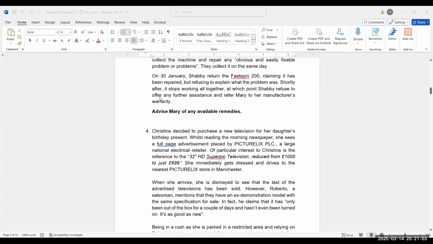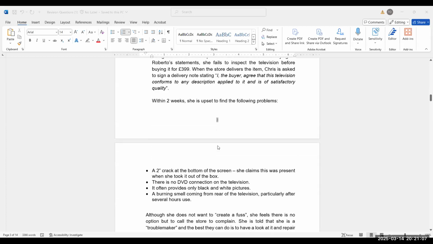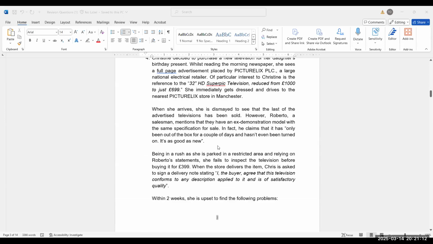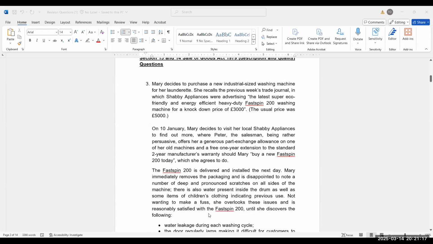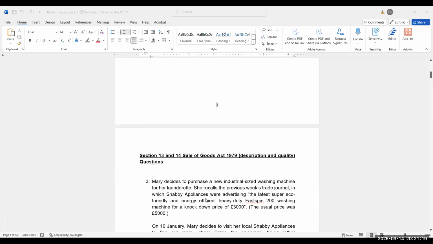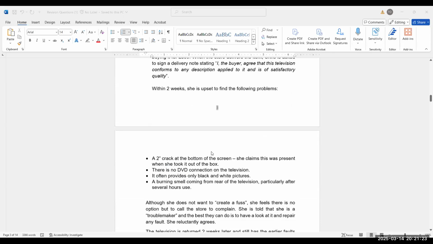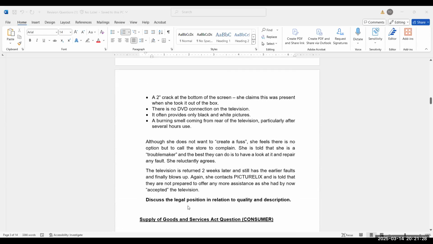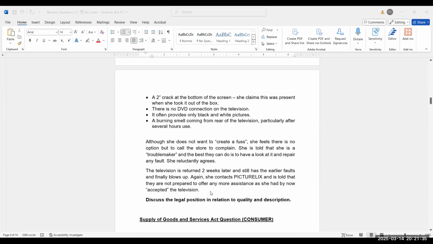If she's buying it for her birthday, what we talked about in relation to that is that it's a CRA case, because it's a B2C contract. I think that's the first one we looked at. And the second one was the Supply of Goods and Services Act, SGSA. So let's go back.